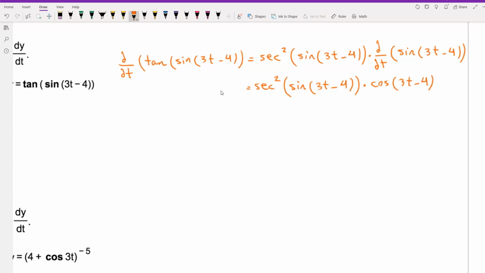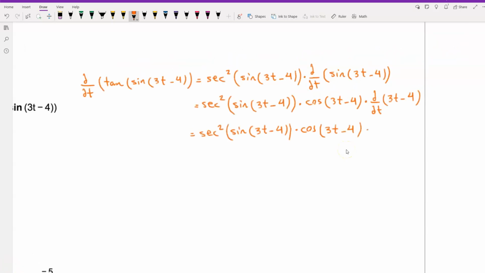And then multiply by the derivative of what we have here for the inside function. So the derivative of 3t minus 4. And this is equal to secant squared sine 3t minus 4 times cosine 3t minus 4 multiplied by the derivative of 3t minus 4, that is 3. So our final answer is 3 times secant squared sine 3t minus 4 cosine 3t minus 4.